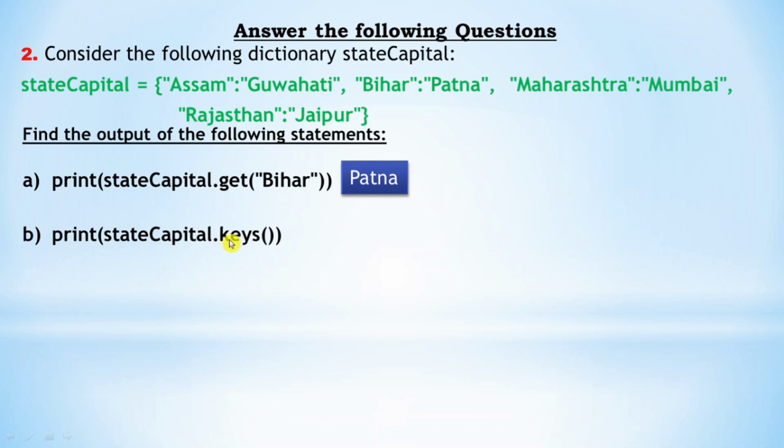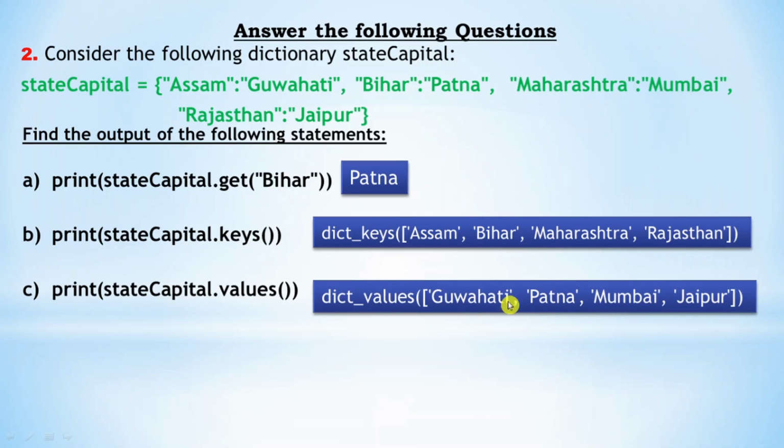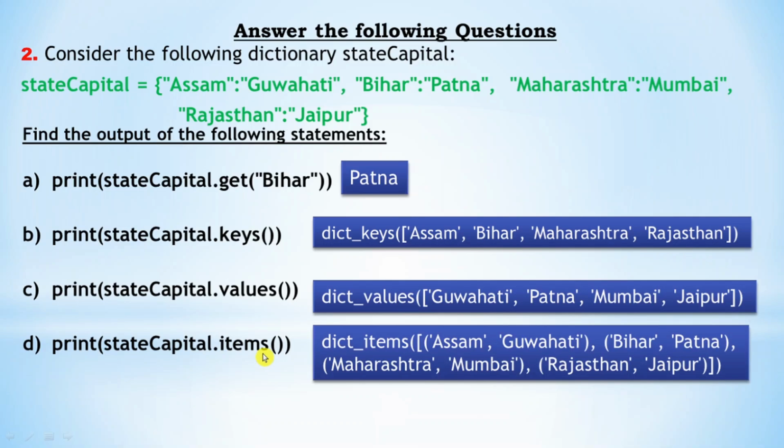Next, print state capital dot keys. We have to display all the keys from the dictionary. The output will be Assam, Bihar, Maharashtra and Rajasthan. Print state capital dot values. It will display all the values from the dictionary. The next question, print state capital dot items. It will display all the key value pairs as a sequence. Next, print len of state capital. There are 4 items in the dictionary, so the output will be 4.